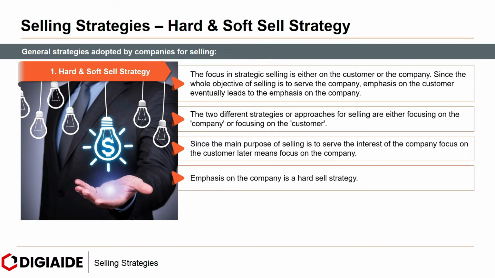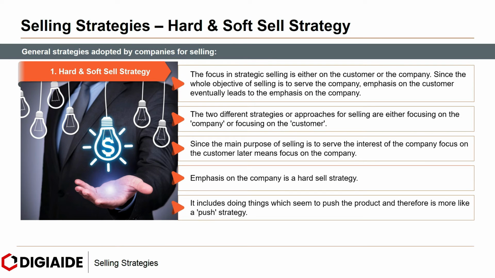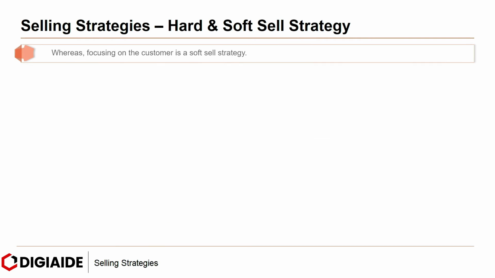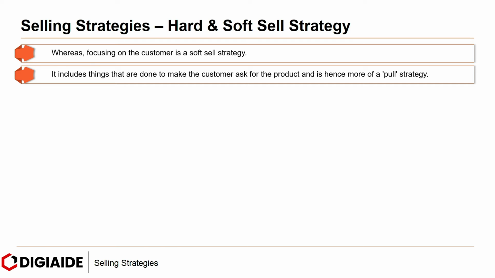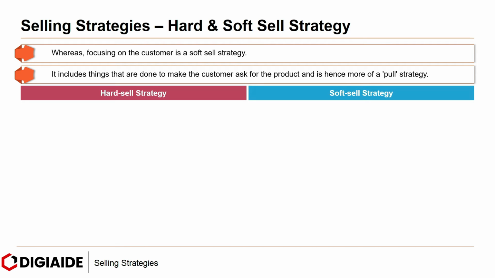Emphasis on the company is called hard sell strategy. It includes doing things which seem to push the product and therefore is more like a push strategy. Whereas focusing on the customer is a soft sell strategy. It includes things that are done to make the customer ask for the product and is hence more of a pull strategy. Key differentiation between the both.